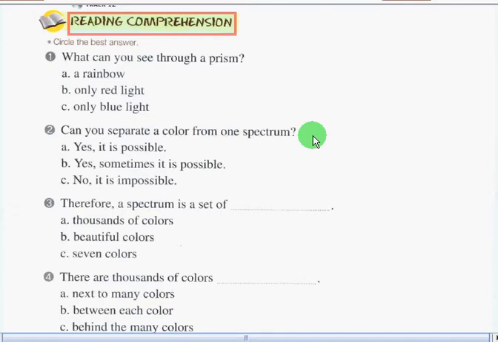Next, number 2. Can you separate a color from one spectrum? Is it A? Yes, it is possible. B? Yes, sometimes it is possible. Or C? No, it is impossible.